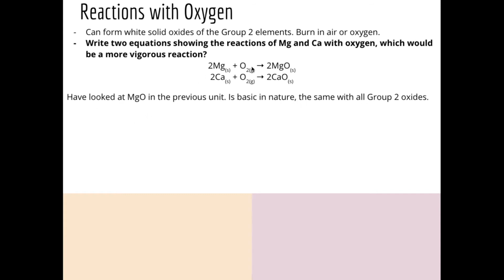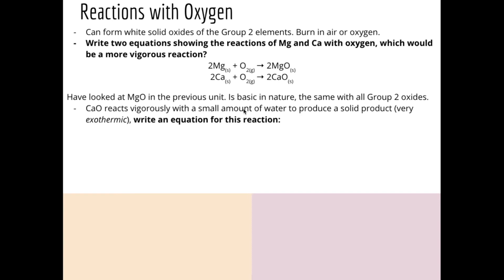Okay, so we can see how we can make the oxides. We have looked at the oxides of magnesium in the previous unit when we were looking at the periodicity of period 3, and we said it's basic in nature because you make the metal hydroxide with water. This is the same with all our group 2 oxides.